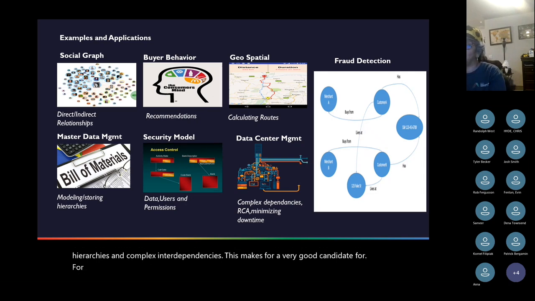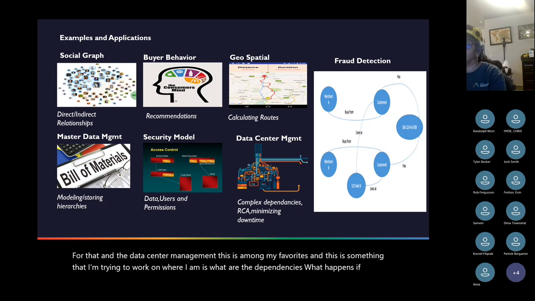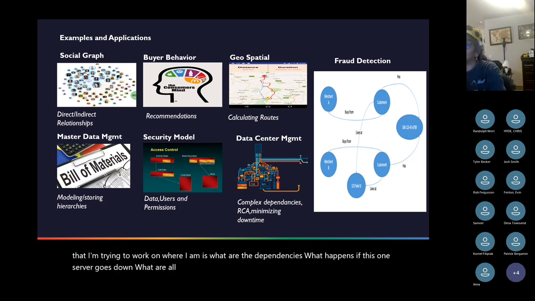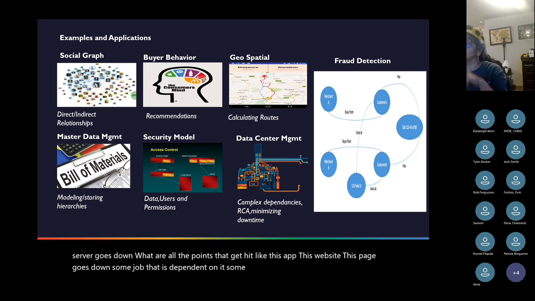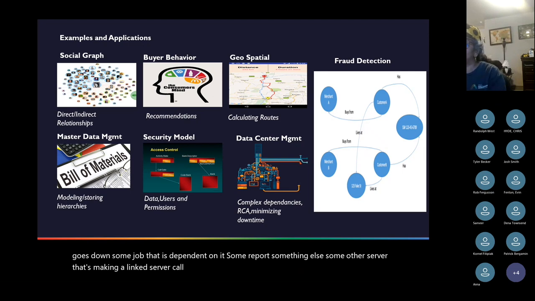And then data center management, this is among my favorites, and this is something that I'm trying to work on where I am. What are the dependencies? What happens if this one server goes down? What are all the points that get hit? Like this app, this website, this page goes down, some job that is dependent on it, some report, some other server that's making a linked server call to this server, all these dependencies. These make for a graph data model as well.